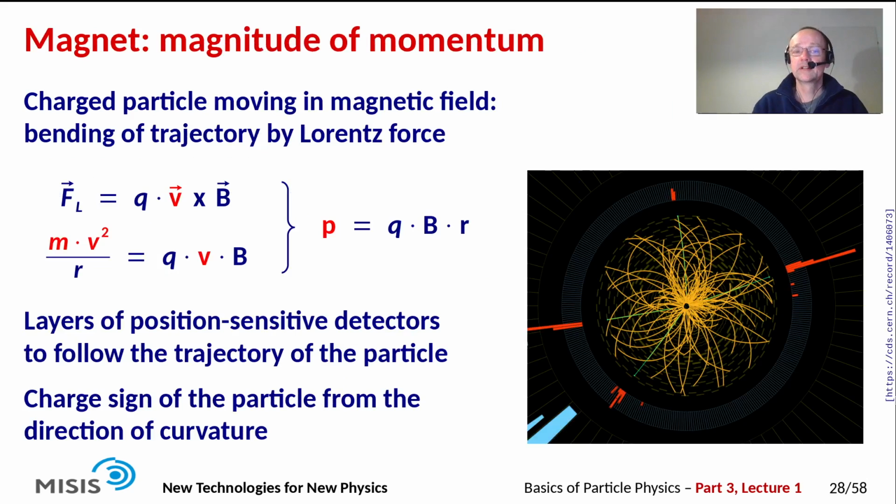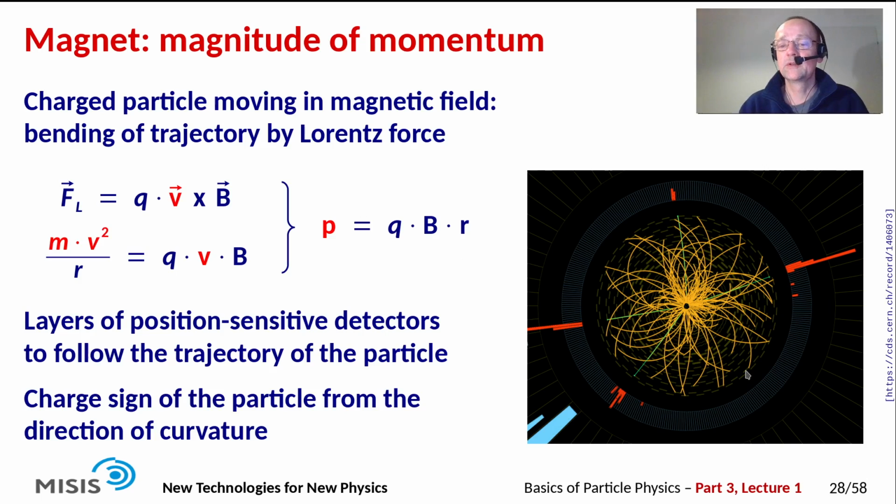We can measure the magnitude of the momentum of charged particles if we measure the bending of its trajectory in a magnetic field. The bending of its trajectory is of course caused by the Lorentz force, which acts on any moving charge in the magnetic field. And this simple calculation here shows that the bending radius of the trajectory is simply proportional to the momentum of the particle. So if we can measure the bending radius and we know the magnetic field, we can determine simply the momentum of the particle.